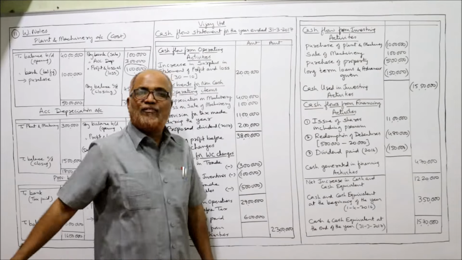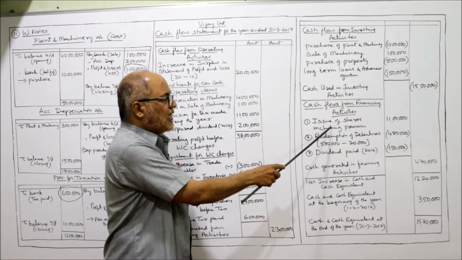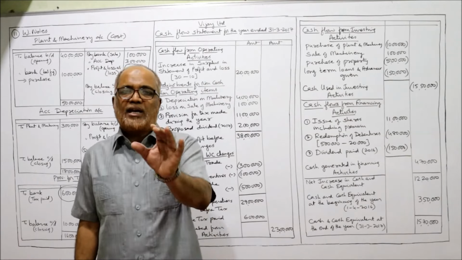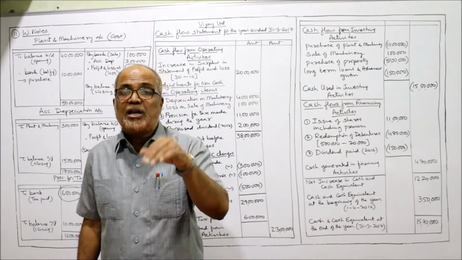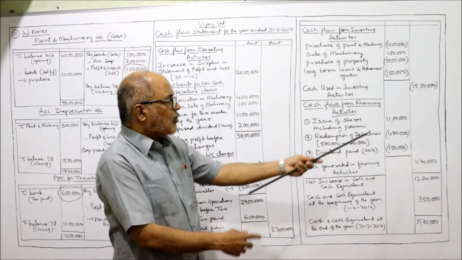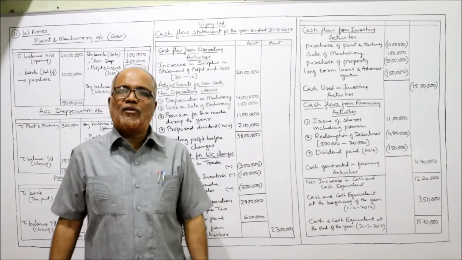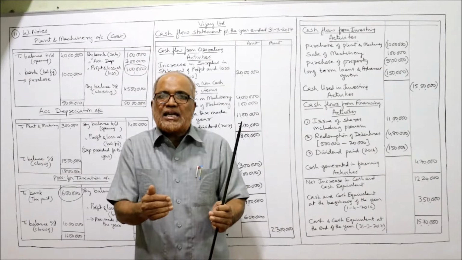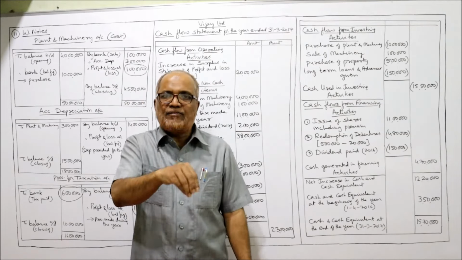Now cash flow from financing activity. Issue of shares including premium. The share capital increased by 10 lakh. And in adjustment it is given share premium received is 1 lakh. So 10 lakh plus 1 lakh, 11 lakh rupees is the issue of shares including premium. Redemption of debentures. Debentures decreased by 5 lakh.